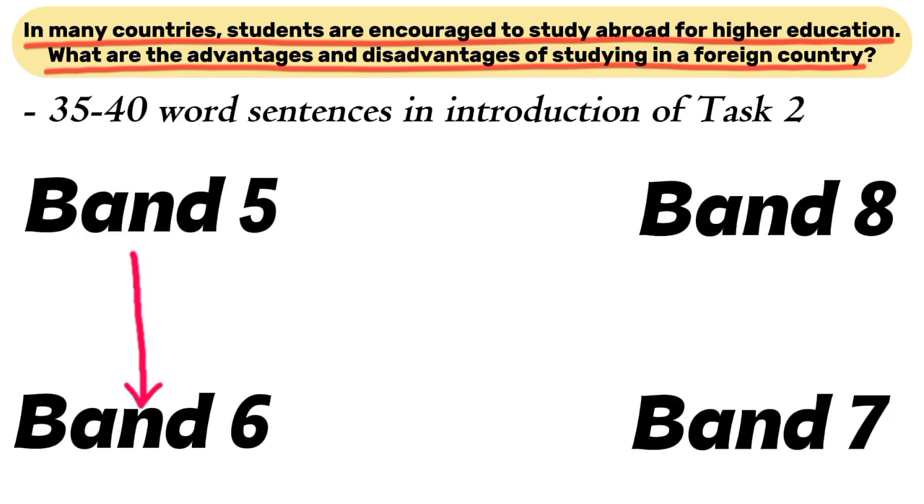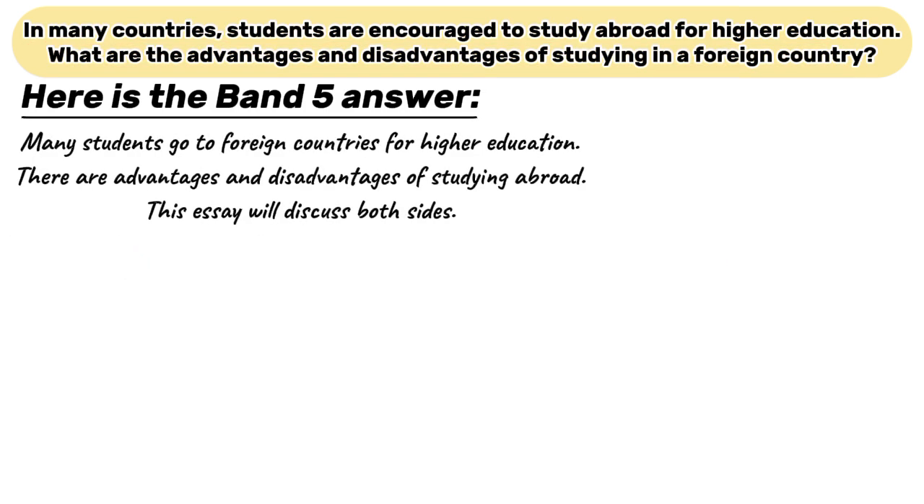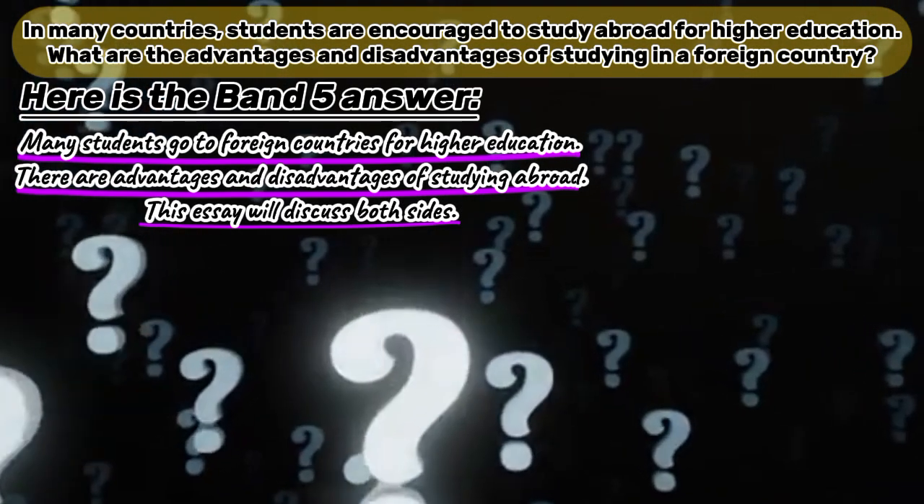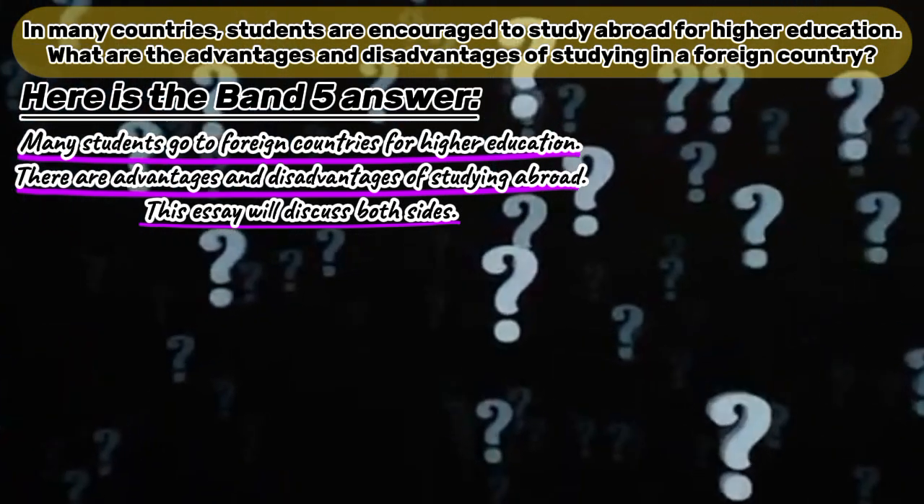In this lesson, we'll progressively learn how to improve our introduction writing, starting from Band 5. And this is the Band 5 answer. Many students go to foreign countries for higher education. There are advantages and disadvantages of studying abroad. This essay will discuss both sides. So, if you're at this level of writing, what are the things required to improve to get Band 6?